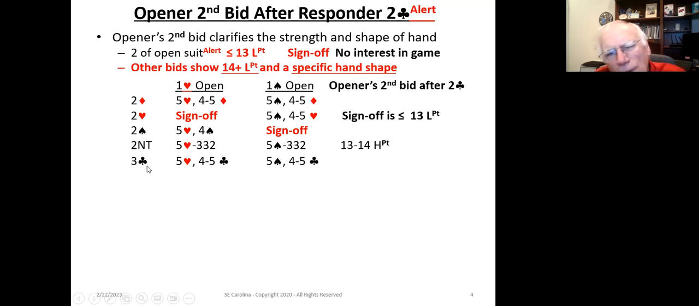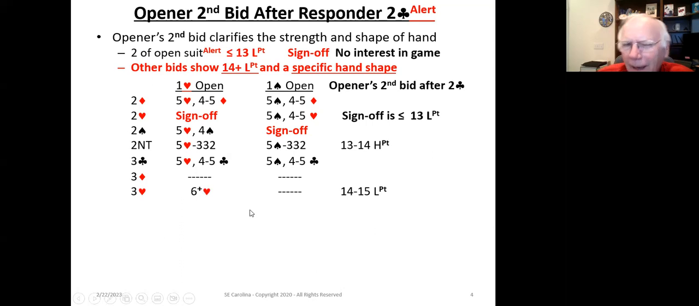Now let's look at the situation with 3 clubs. Again, with 5 hearts and 4 to 5 clubs, or 5 spades and 4 to 5 clubs. So you see how they're describing a two-suited hand. Now, 3 diamonds is not used after Drury. So if you and your partner want to come up with some fancy special definition for 3 diamonds, have at it. But I don't recommend it, because all of these other bids give you the capability of describing the shape of your hand. Now we've got a couple more bids in here. What if the opener had 6 plus hearts when they opened 1 heart?